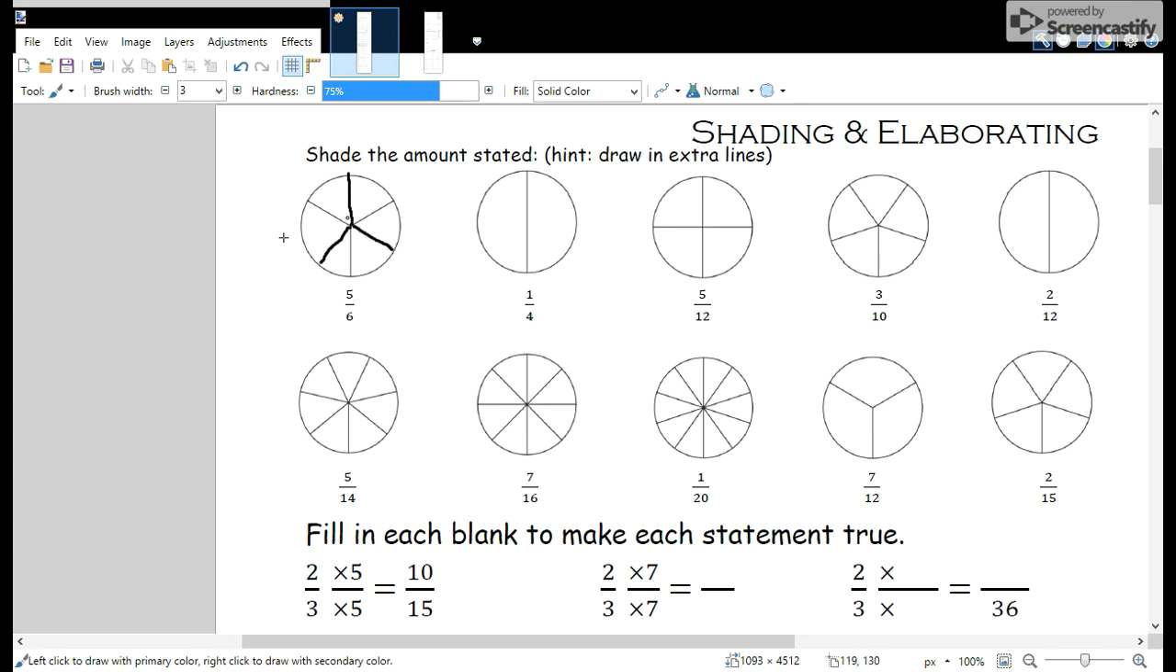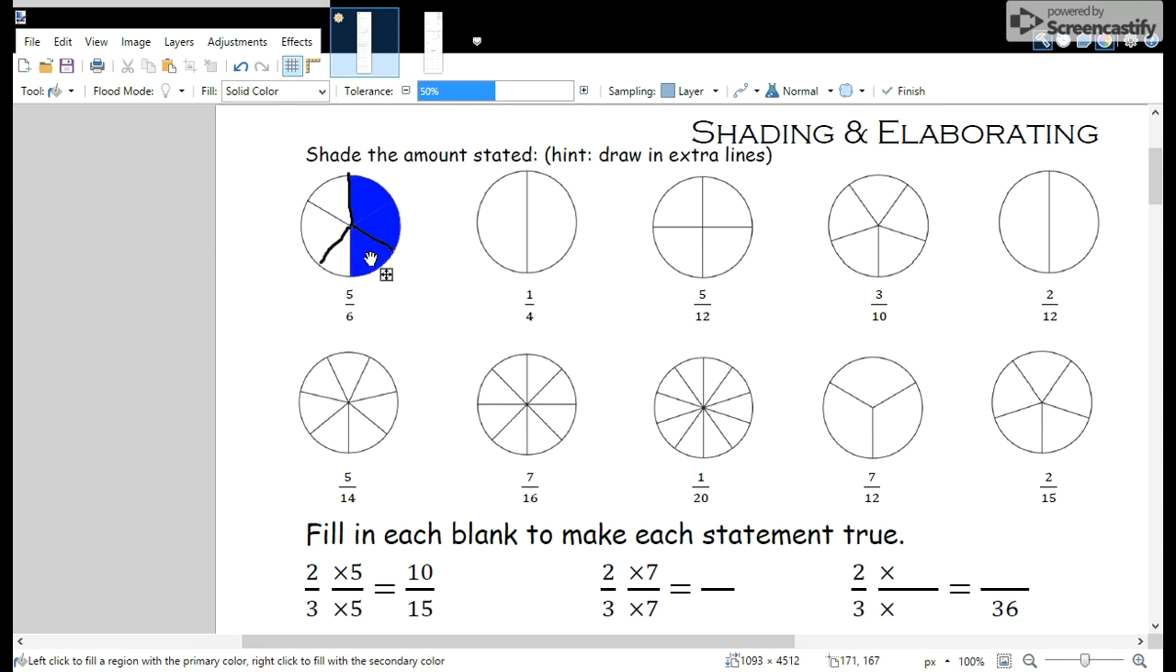Now we have 6 parts. From here, we want to shade in 5 of them. And that's it. You'll do that for the rest of these examples.